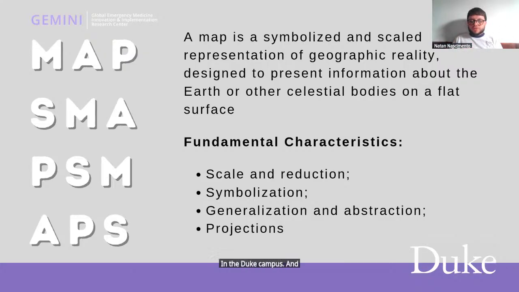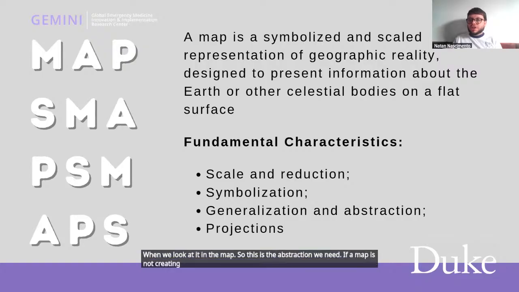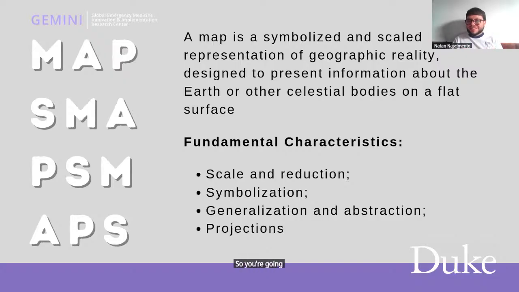And when I'm creating a map of Duke campus, that will be there, and we can actually see ourselves in Irving Road when we look at it in the map. So this is the abstraction we need. If a map is not creating abstraction, if we're not able to put ourselves in that place, then it's something that is failing. Of course, it doesn't apply to when you don't know. So you're following a map to a new place. You're going blindly on it, but it gives you a sensation that you know where you're going. So that's the abstraction.